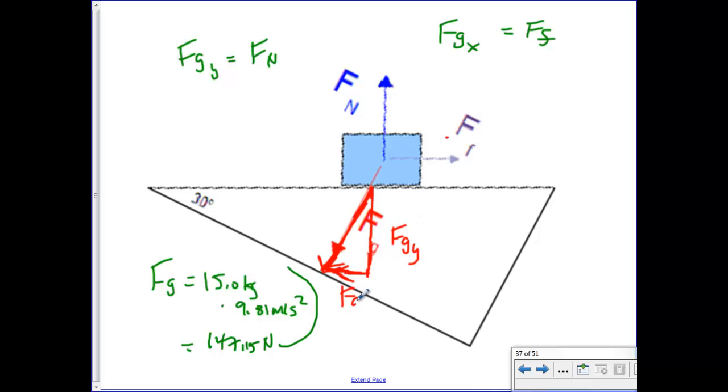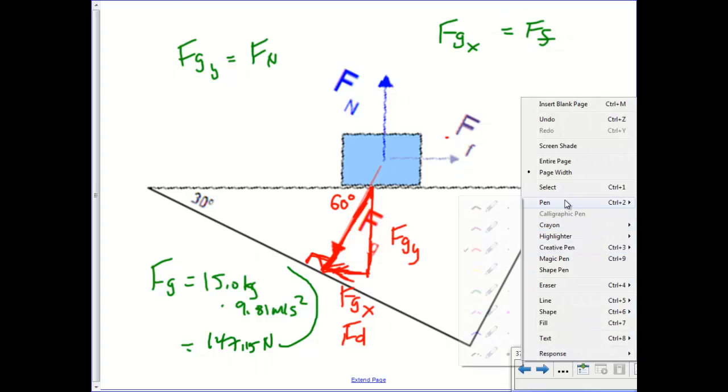Would it make sense still that this is now your FGY, this is your FGX? By the way, I don't actually care what you call them, FGY, FGX. Sometimes I actually call this FD for the downward force. I don't care, just label them consistently. If this is 30 and this is a 90-degree angle right here, this guy right here would be 60 degrees. Does that make sense?